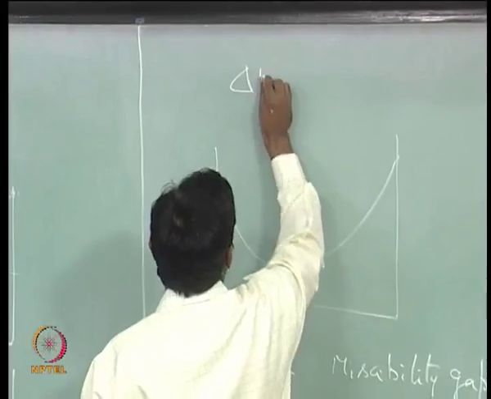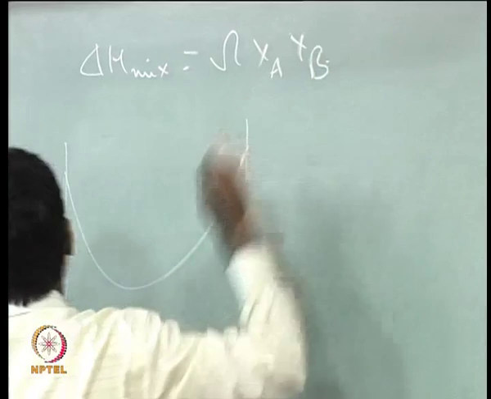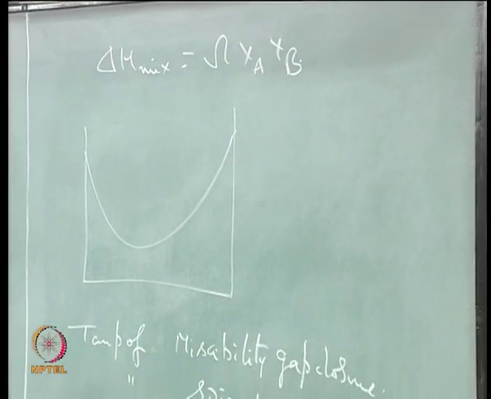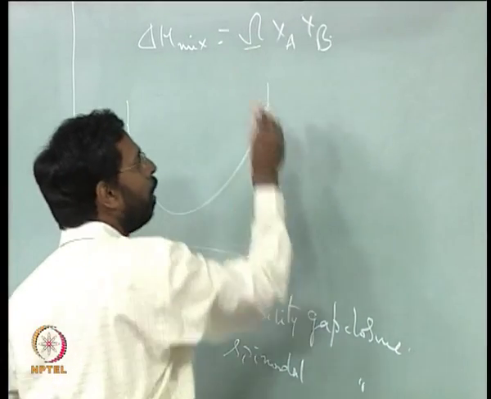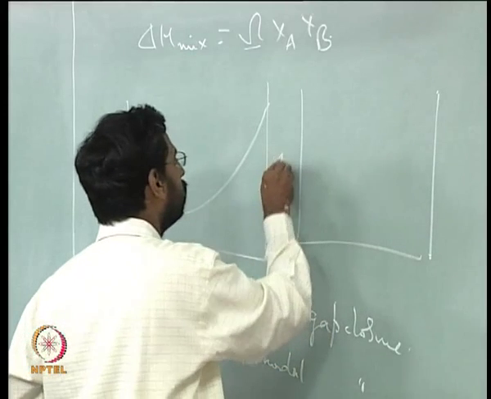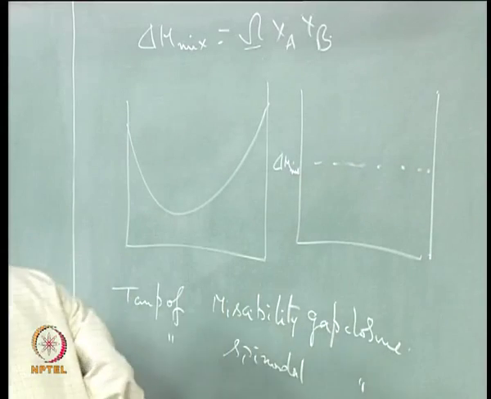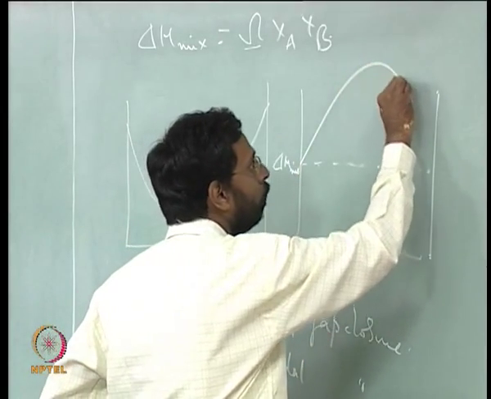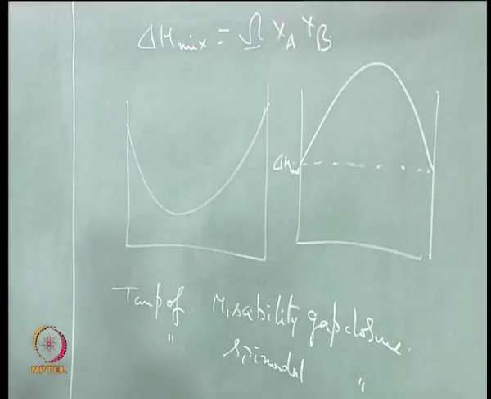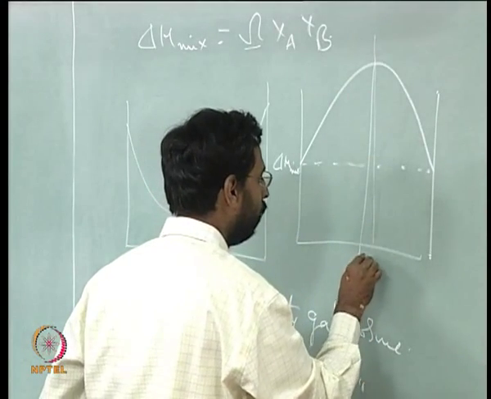is omega XA XB, and this omega XA XB is a symmetric function. If I plot the omega XA XB, if the omega is positive, then if somewhere I have a 0 here, the delta H mixing would look like this, perfectly symmetric, and it would go to a maximum at 50-50.